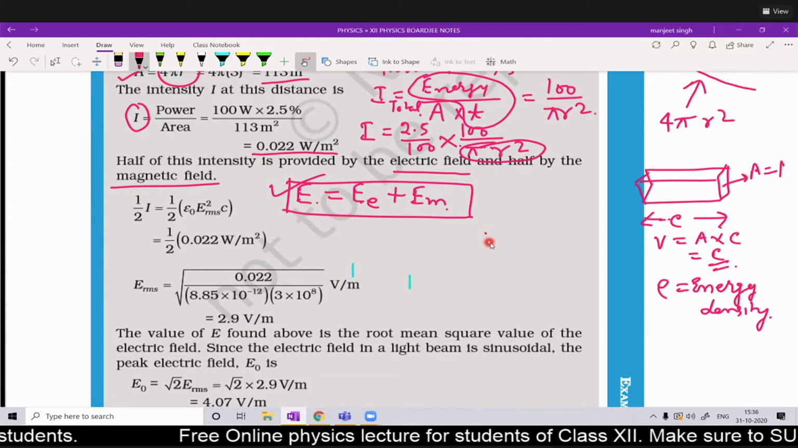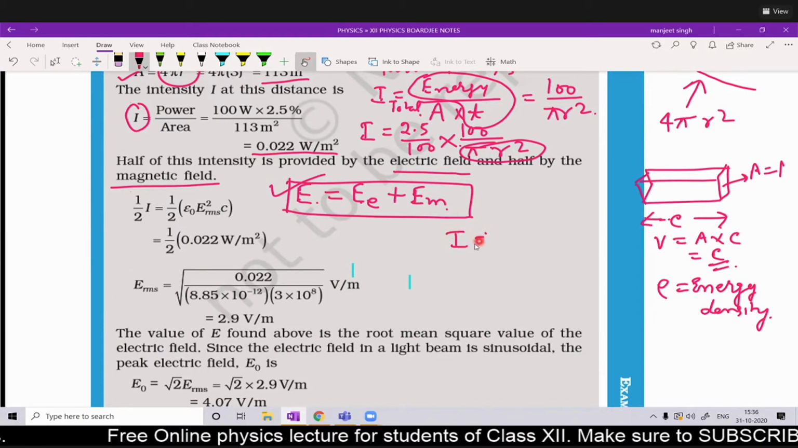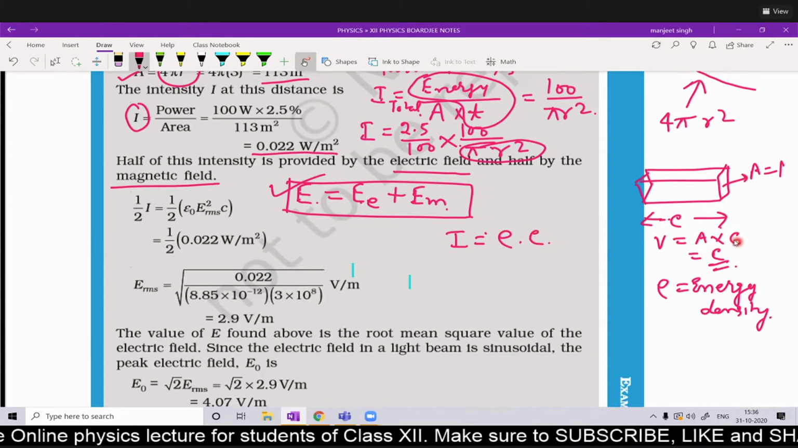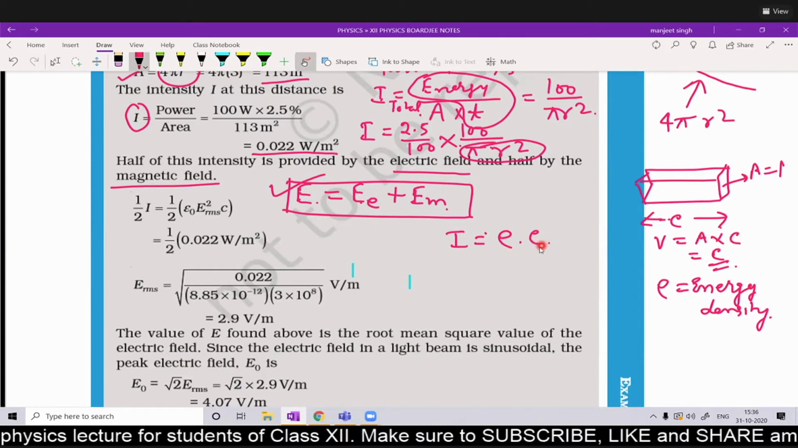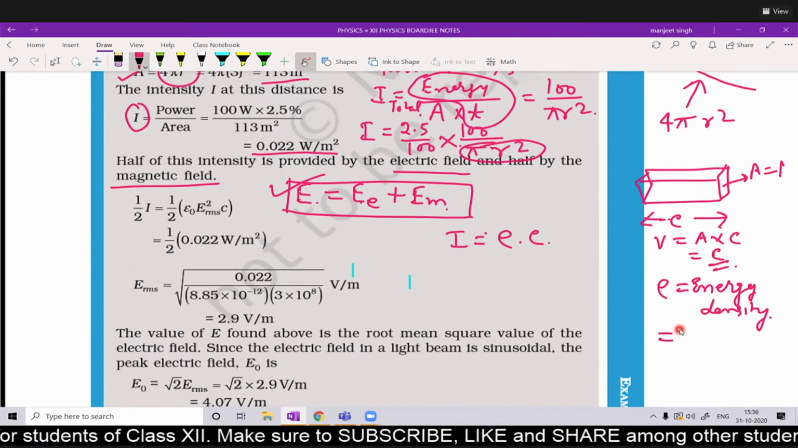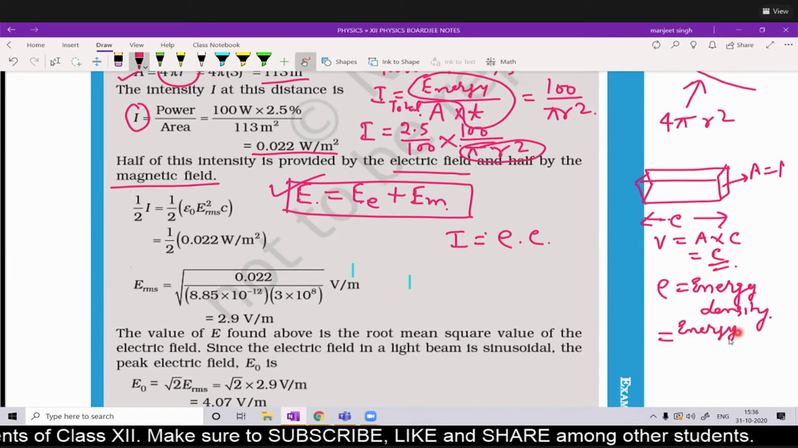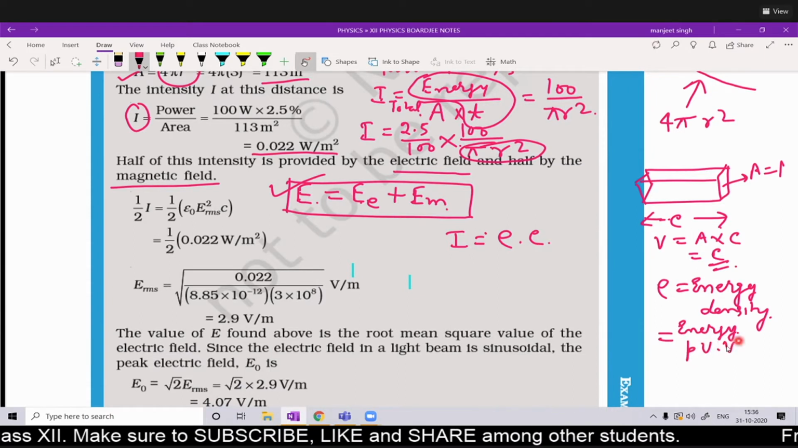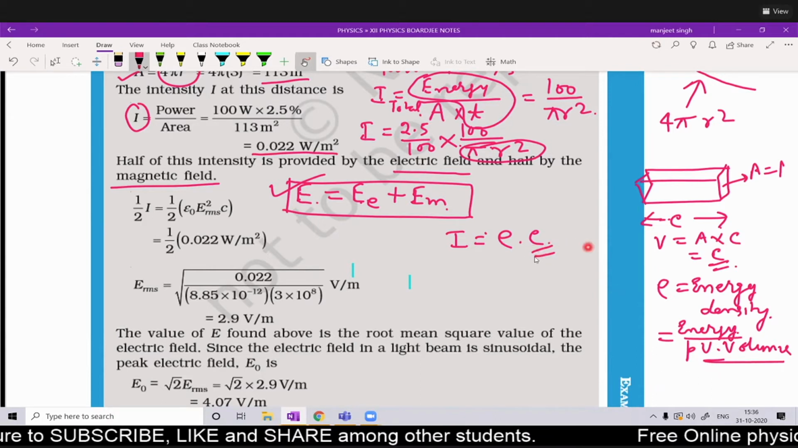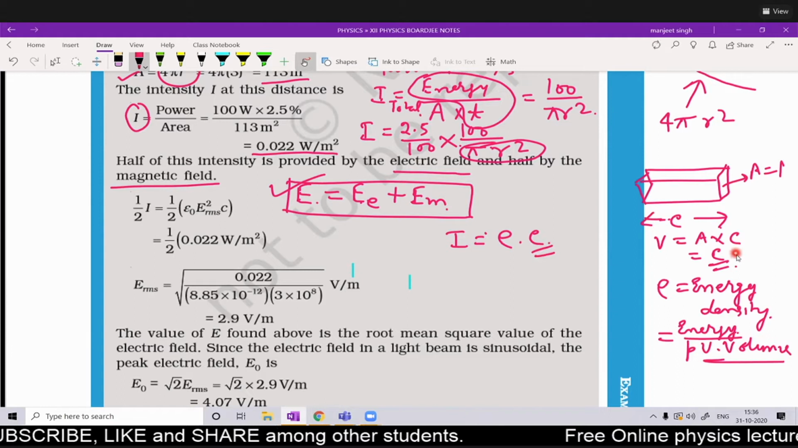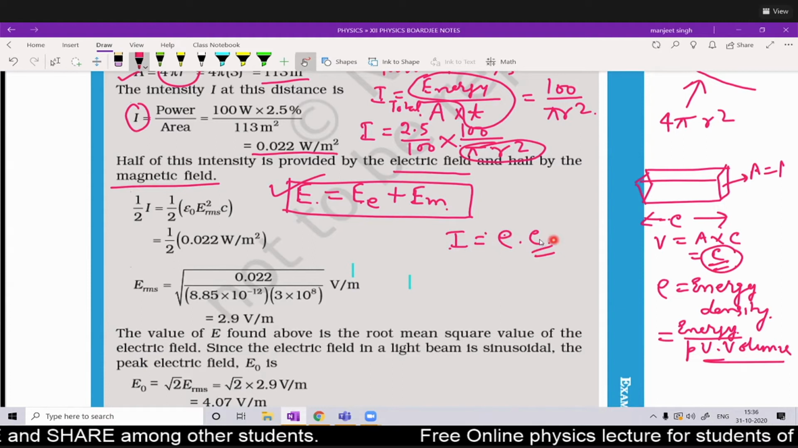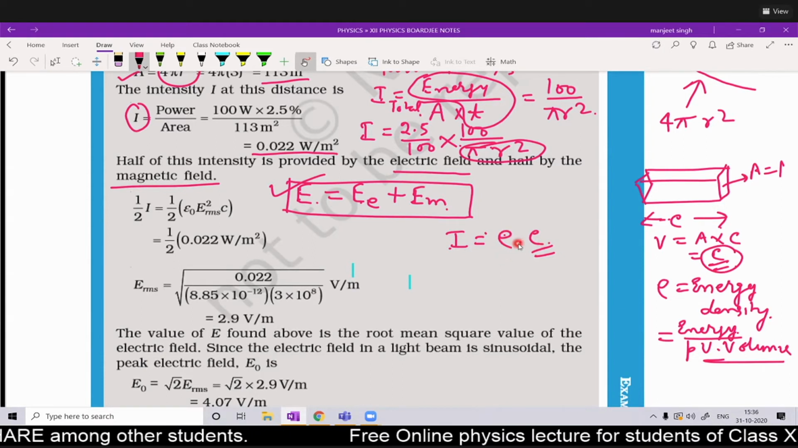Then intensity will be given by energy density into the velocity of light c. Energy density is defined as energy per unit volume, right? Energy per unit volume, multiplied by the volume. Volume is c. So intensity is energy density into the volume, or the energy per unit volume into volume.